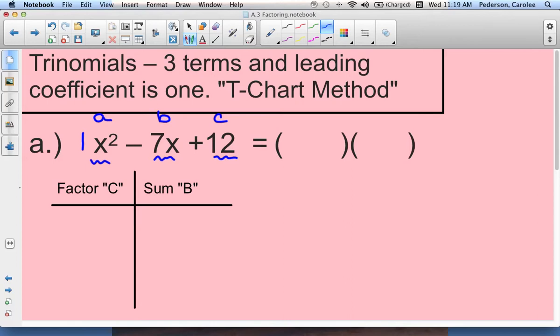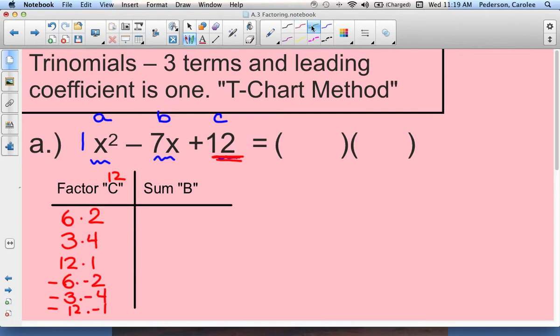So we're going to set up our chart and we're going to factor c. The c is 12. We ask, what are all the different ways I can multiply two numbers together to give me 12? Well, I can do 6 times 2, 3 times 4, 12 times 1. I can also do a negative times a negative is a positive. So negative 6 times negative 2, negative 3 times negative 4, and negative 12 times negative 1.